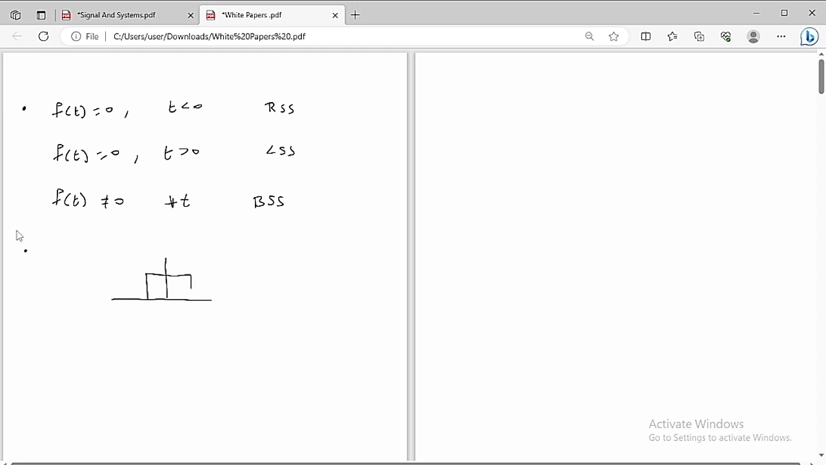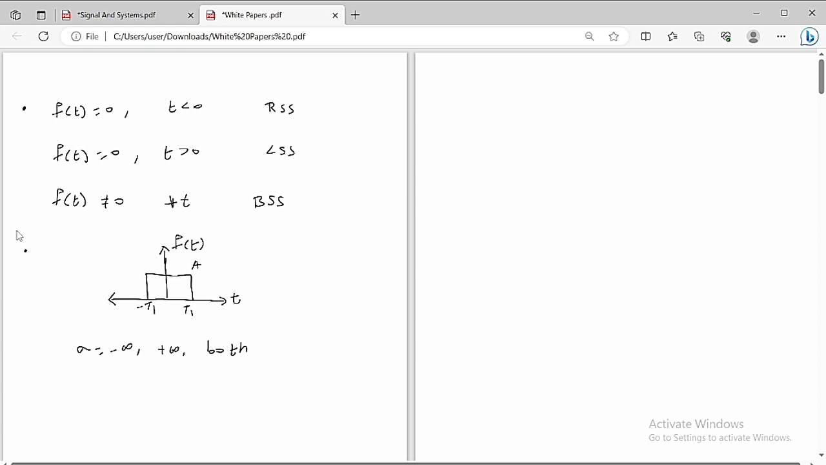Suppose f of t has a finite duration. A small example is like this: suppose you take a signal like this. You can see the signal f of t has a finite amplitude and is present for only a finite duration. If you figure out the ROC for this signal, it will be the entire s-plane, excluding either sigma equal to minus infinity or plus infinity or both, depending on the type of the finite signal.